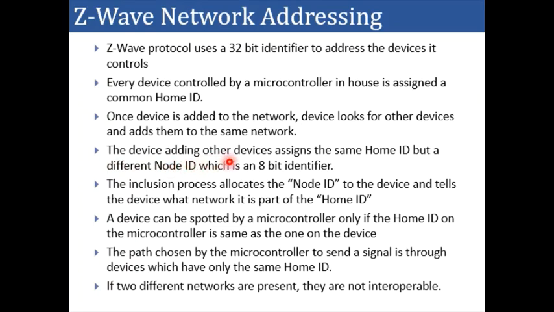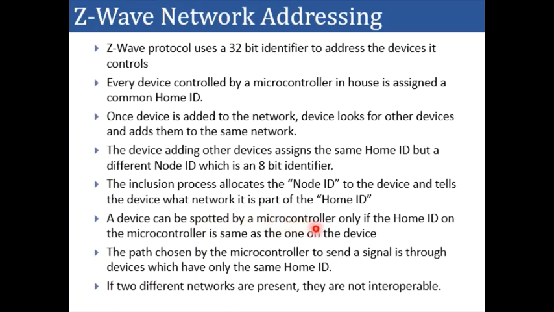The device adding other devices assign the same home ID but a different node ID, which is a 8-bit identifier. So in this case, the home ID will be same, which says that the device is part of a particular network with a unique node ID so that it can be uniquely identified within the network having home ID as configured in the device. The inclusion process allocates the node ID to the device and tells the device that this device is part of the network having home ID.